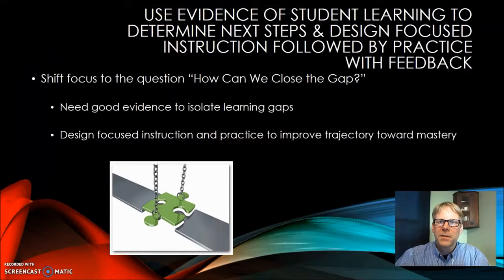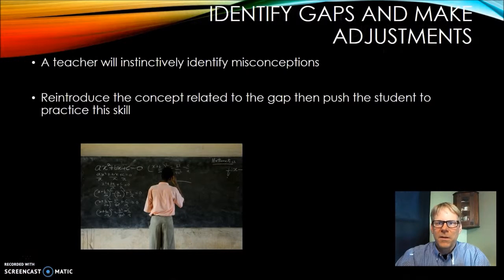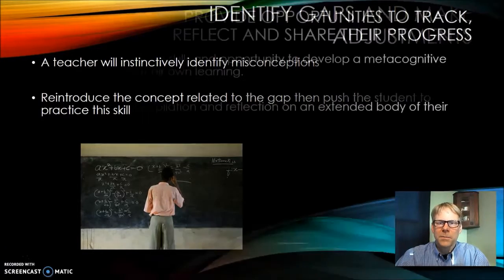In Strategies 5 and 6, it is even more challenging to effect change without long-term continuity as we shift focus to the question, how can we close the gap? We evaluate assessment evidence to isolate learning needs, then design focused instruction and practice to improve the student's trajectory. This phase probably seems more intuitive for educators. A teacher that knows exactly what their students need is likely to act on it. We all do this daily. For example, working again on order of operations, it is common to observe students executing all multiplication before division. Instinctively, a teacher will reintroduce the left to right rule and push the student to practice more.